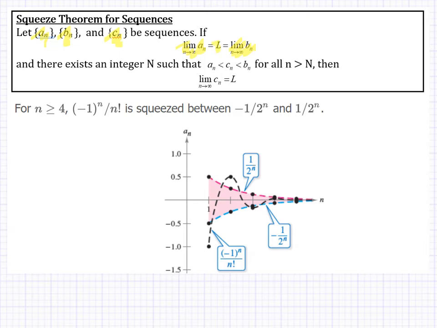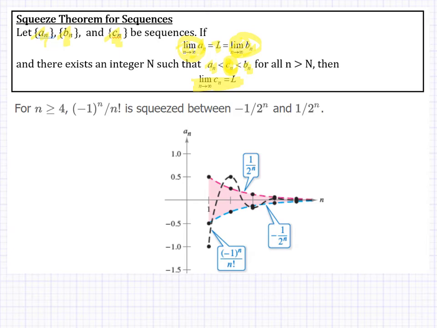Okay. We also know that the sequence's terms line up in a way such that a sub n is always less than c sub n, which is always less than b sub n. So that means c sub n is stuck in the middle. It's squeezed in between a sub n and b sub n. Well, if the limit of a sub n equals L and b sub n equals L, but c sub n is always stuck in between, then therefore the limit as n goes to infinity of c sub n also has to equal L. This works out the same way as the squeeze theorem, or we can sometimes call it the sandwich theorem, in Calc 1 would have worked out.